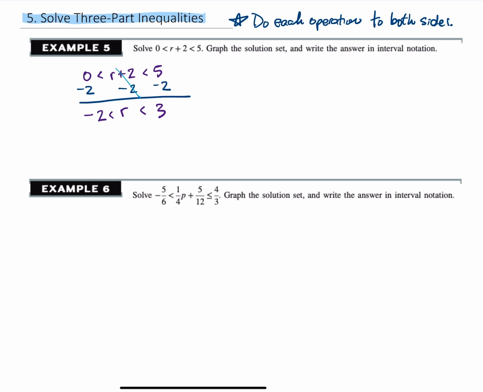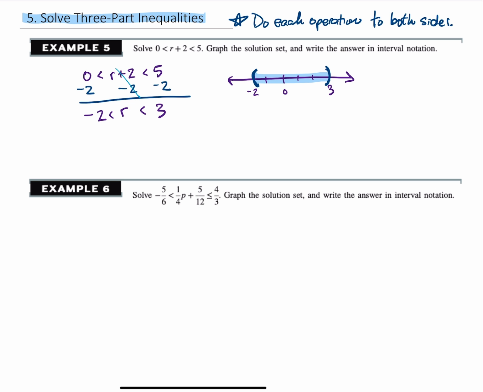It's easier maybe to see this in graph form. So this is 0. This would be negative 2, and I'll stick positive 3 over here. And r is greater than negative 2, so I would imagine filling into the right of negative 2. But r is also less than 3, so I would imagine filling into the left of 3. So what we get is this area in between, not including either endpoint.